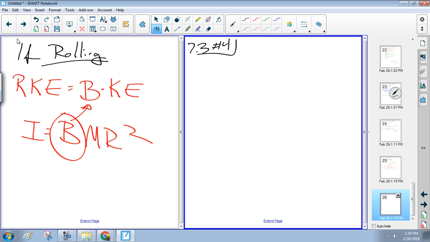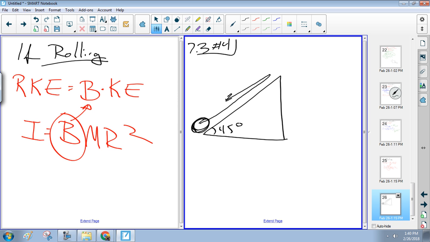Okay, so it says a bowling ball rolls at a constant velocity of 4.6 meters a second. So it's just rolling along at a constant velocity. Then it begins rolling up a ramp, which is inclined at 45 degrees. We want to know how far up the ramp the ball is going to get before it stops and comes back down. So I'm picturing a ramp that looks like this. It's inclined at 45 degrees. Here's my bowling ball. It's going to go up, slow down, stop, and come back down the hill, right? Okay?